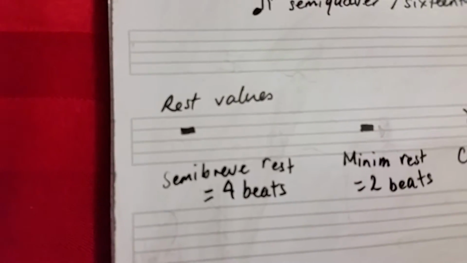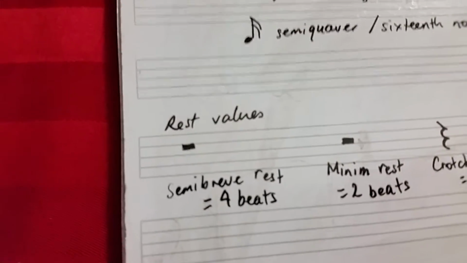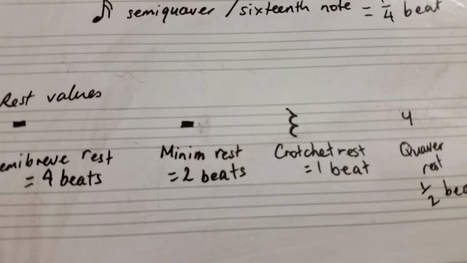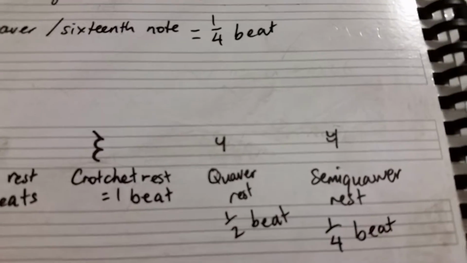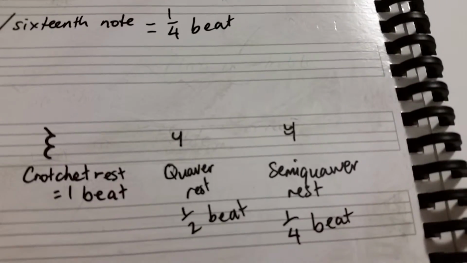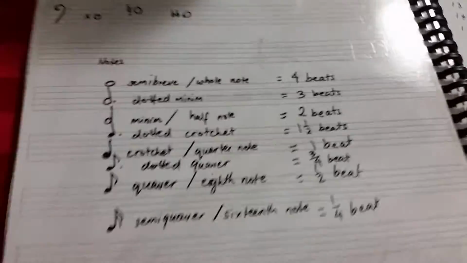So the rest values, just to summarize, the semi-brief rest, you always have to do it on the second top gap, hanging upside down. Minim rest, take a second top gap again, sitting on the line. Crotchet rest, just draw it somewhere in the middle of the stave. Quaver, the middle 2 gaps, and the semi-quaver, same thing, middle 2 gaps. Okay, now stem rules, sorry.